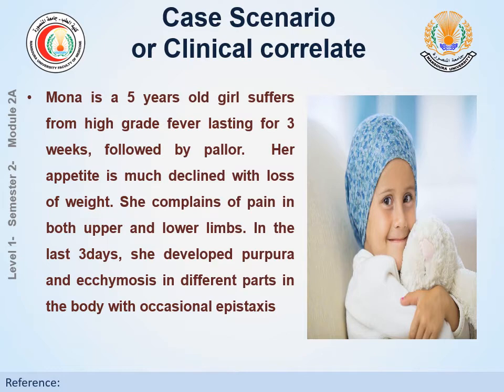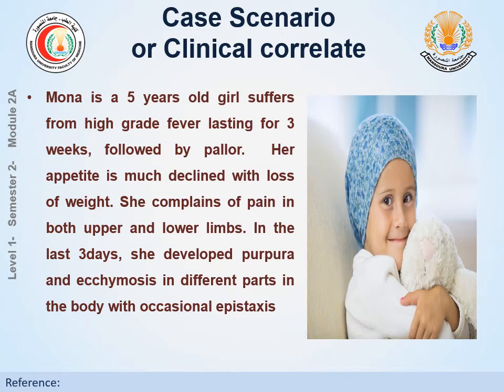We will discuss one of the common blood disorders through a case scenario. Mona is a 5-year-old girl suffering from high-grade fever lasting for 3 weeks, followed by pallor, and her appetite is much declined with weight loss. She complains of pain in both upper and lower limbs. In the last 3 days, she developed purpura and ecchymosis in different parts of the body with occasional epistaxis.